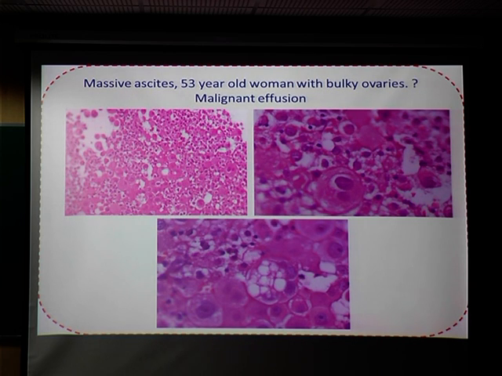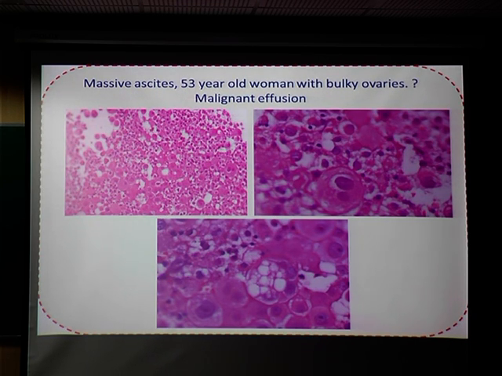And this is another scenario where the patient has massive ascites, 53-year-old with bulky ovaries. Now this history is a little confusing, and the patient has been labeled as malignant effusion. This case was contributed by Dr. Sanjay Navani, who does a lot of immunocytochemistry for the whole of Maharashtra.